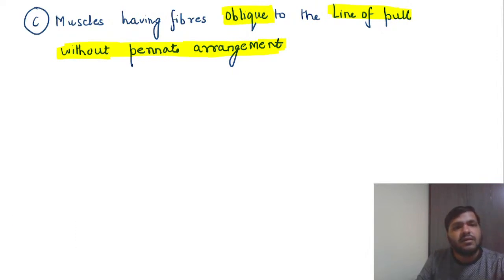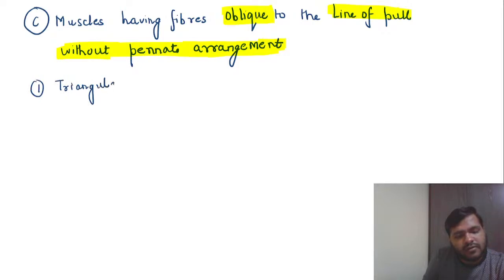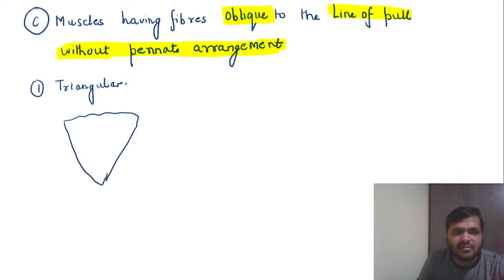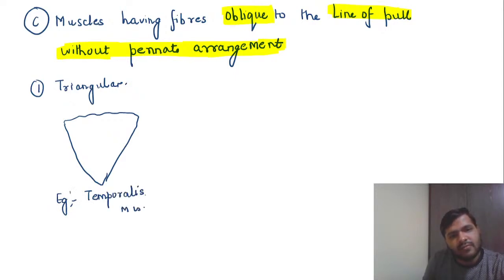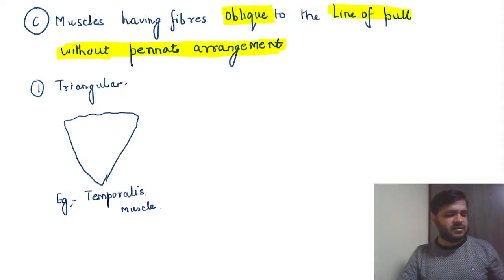Now in this category, write down the first one. It is the triangular. So these muscles are like this, the form of a feather. Okay, not a feather, just a triangular form of a muscle. So example, write down temporalis muscle.